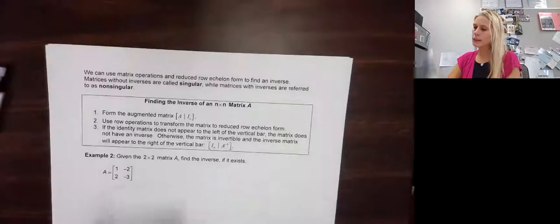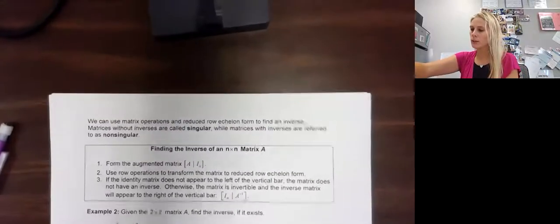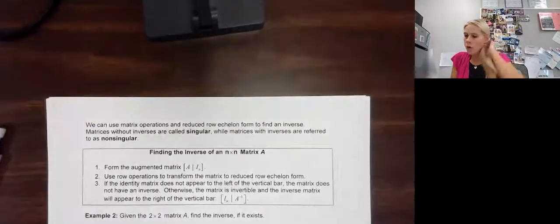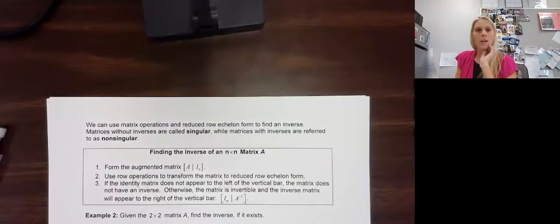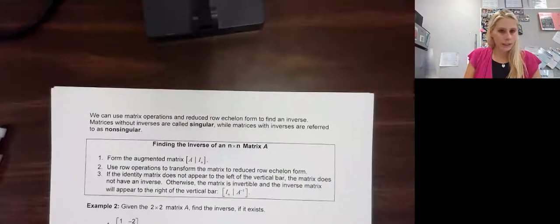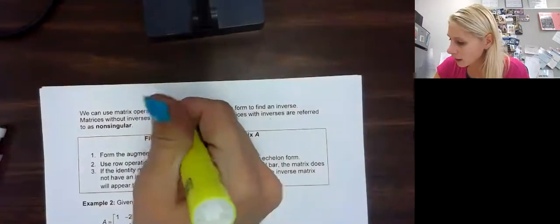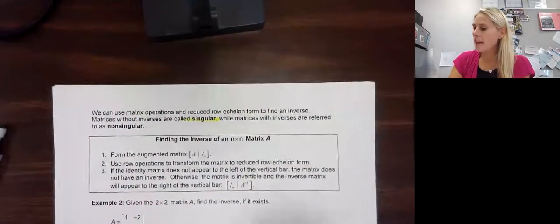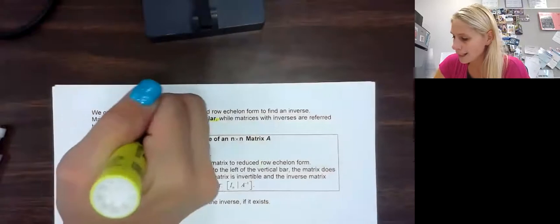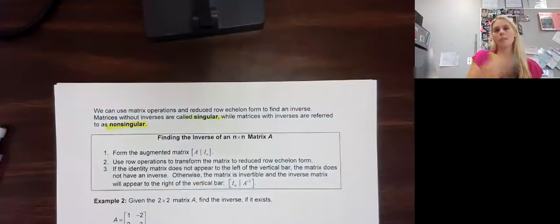All right, we can use the matrix operations and reduced row echelon form to find an inverse. Matrices without inverses are called singular. Matrices that have inverses are referred to as non-singular.